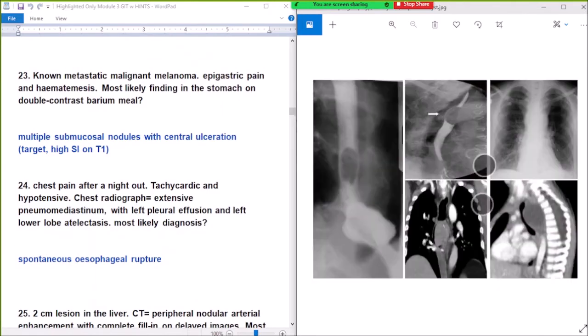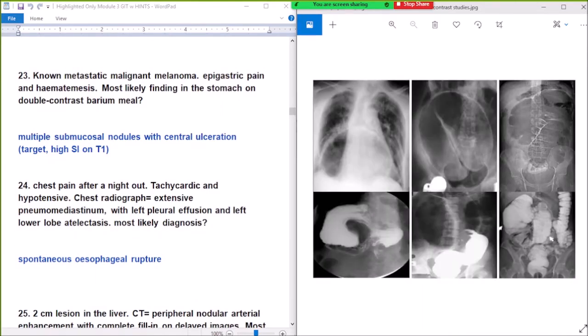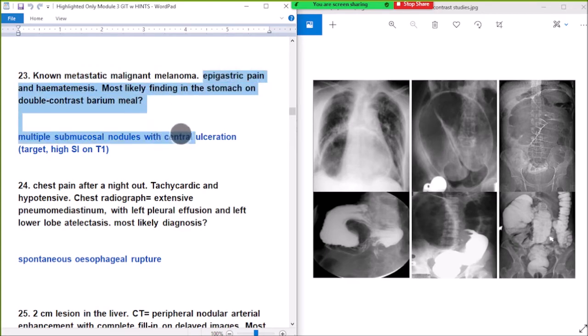Question number 23. Non-metastatic malignant melanoma, epigastric pain and hematemesis. Most likely finding on stomach barium meal: multiple submucosal nodules with central ulceration, or target sign, high signal on T1.